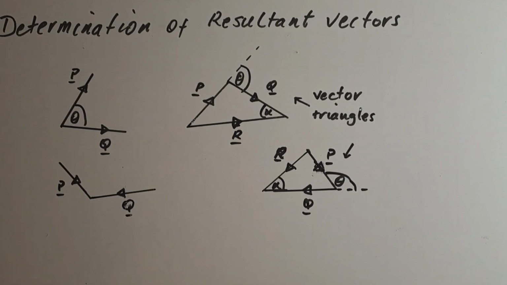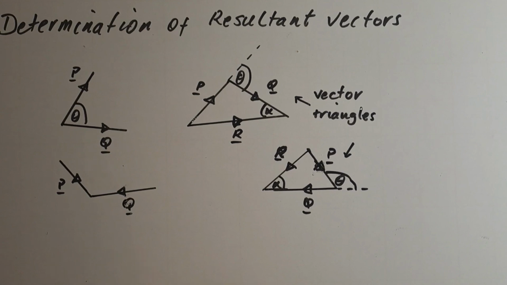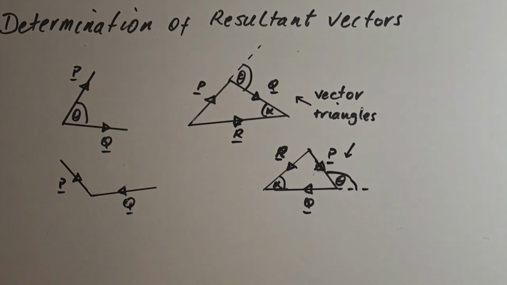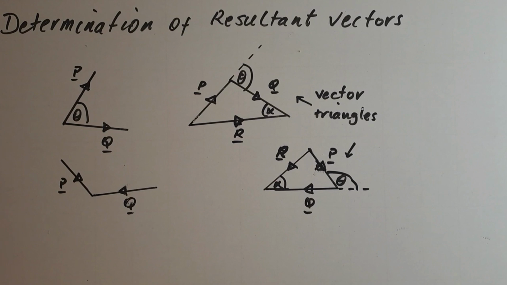Here we talk about the determination of the resultant vectors, and this is in connection with the last video on non-perpendicular vectors. Now the resultant is represented by a third side of the triangle formed by drawing a line representing the vector of P followed by a line representing the vector of Q.